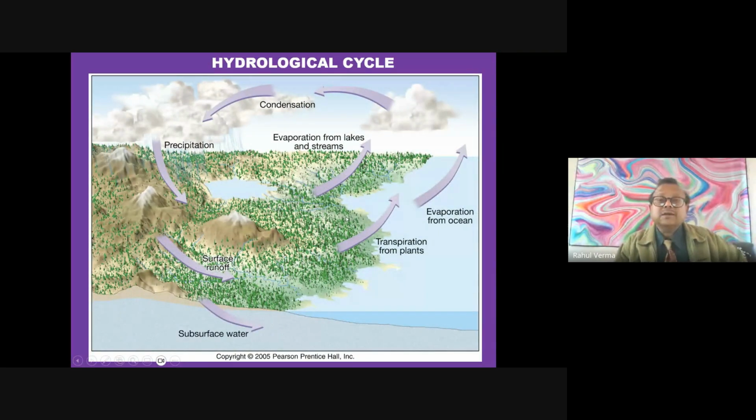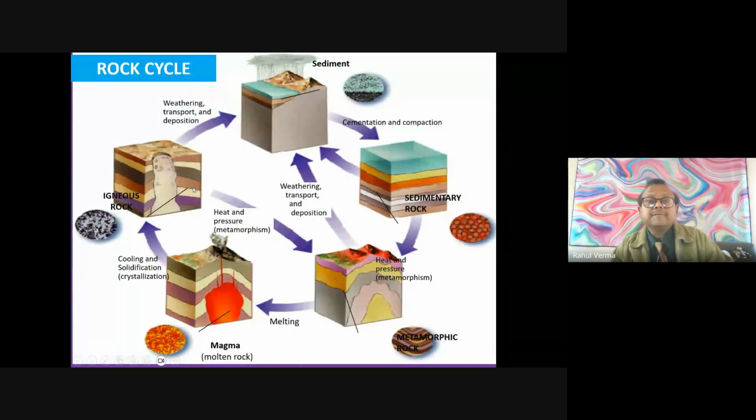Now we also study the hydrological cycle in physical geology, but it will be dealt with separately. There is a specific subject to study water. Condensation, precipitation, surface runoff, then water goes to the sea, then evaporation, that becomes clouds and it rains back. That is a normal hydrological cycle. And there is something like the rock cycle.